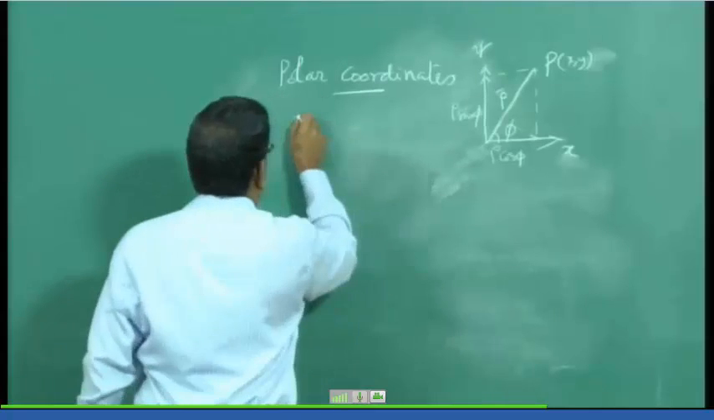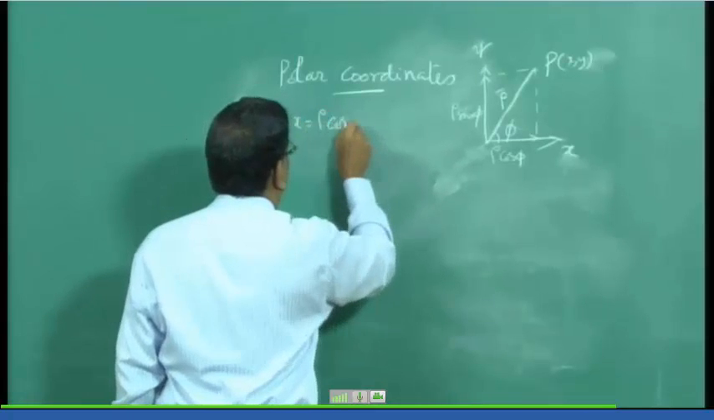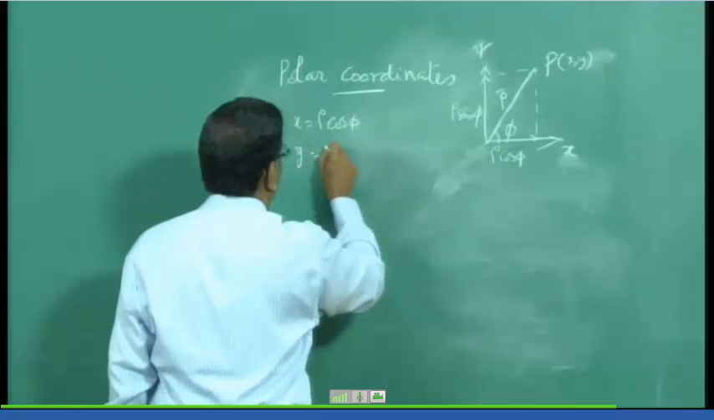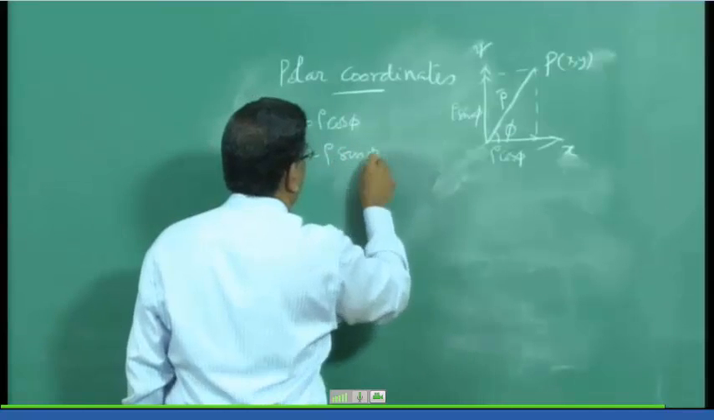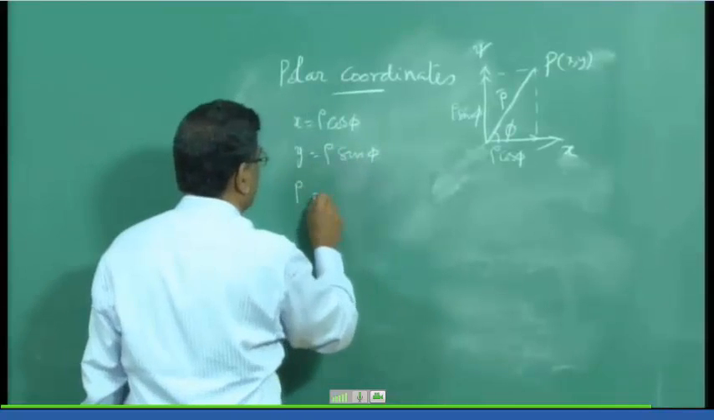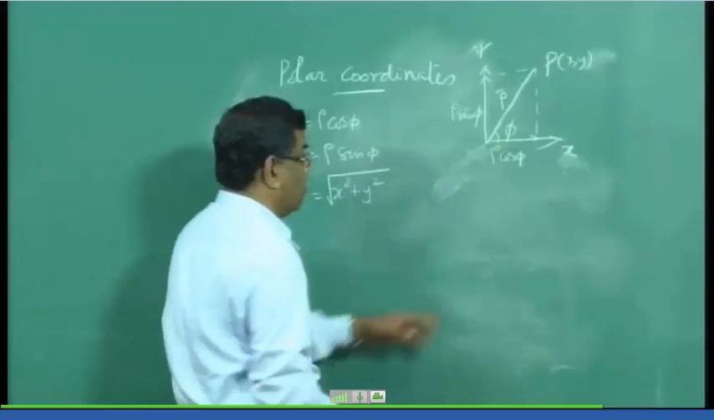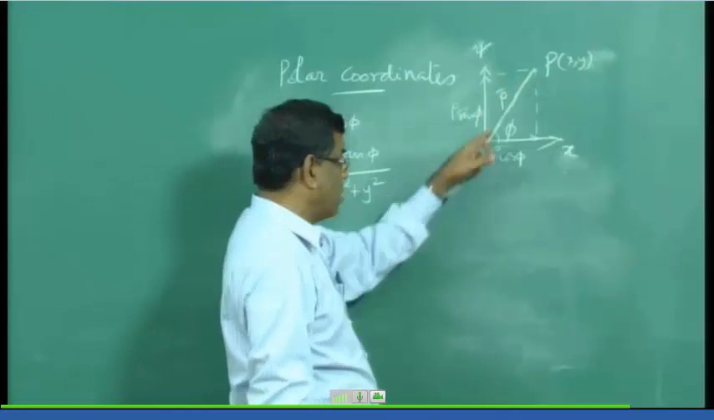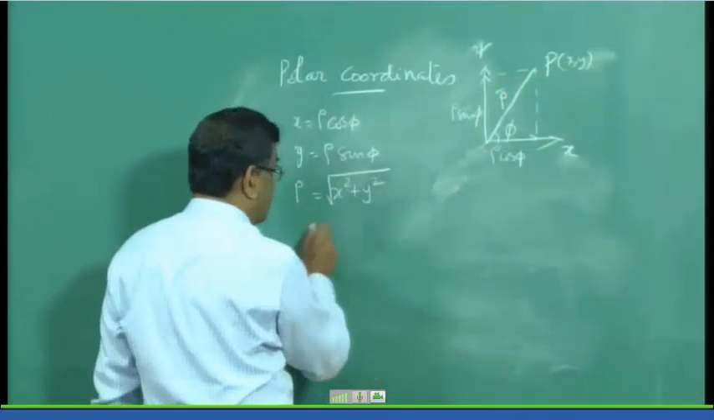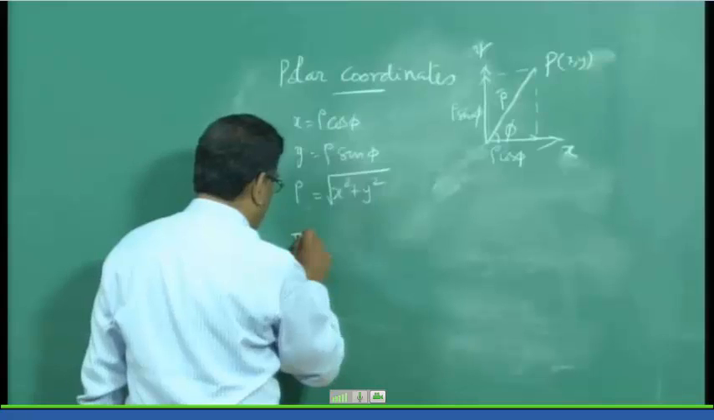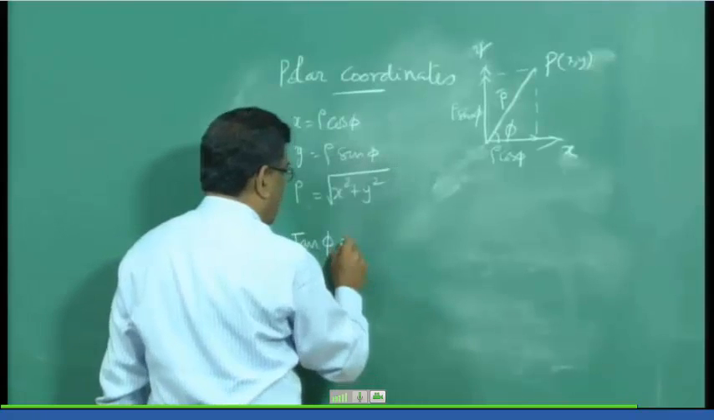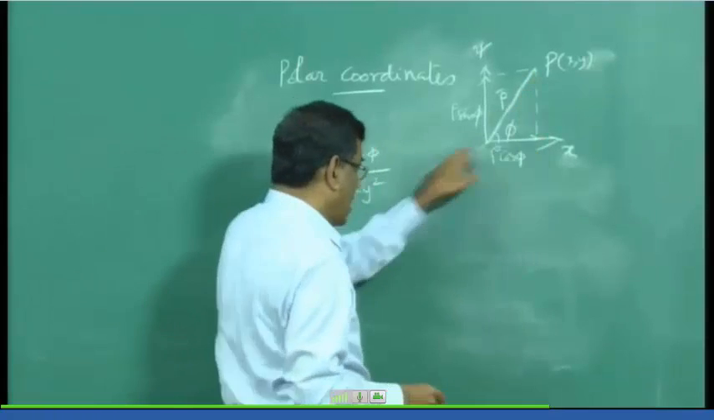So my x is equal to rho cos phi, my y is equal to rho sin phi, and my rho is given by x square plus y square, by Pythagoras theorem. X square plus y square is my rho square. And then how do I get phi? I know tan phi is equal to y by x.